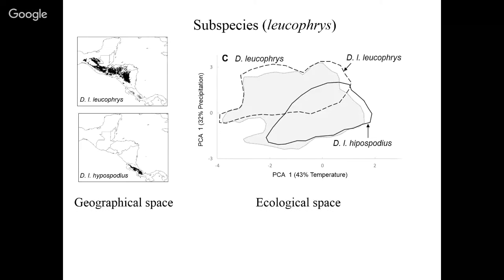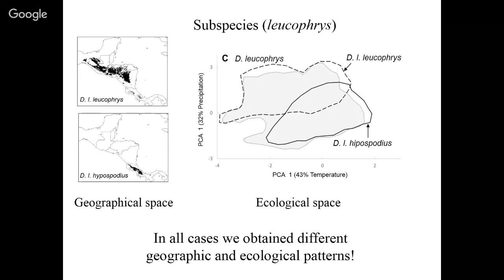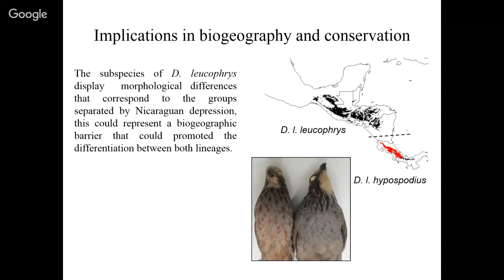And this last example, at the subspecies level, using leucophis this time, we again didn't recover the species level, neither geographically nor ecologically. In all cases, we obtain different geographic and ecological patterns. Let's take a quick look at this last example.